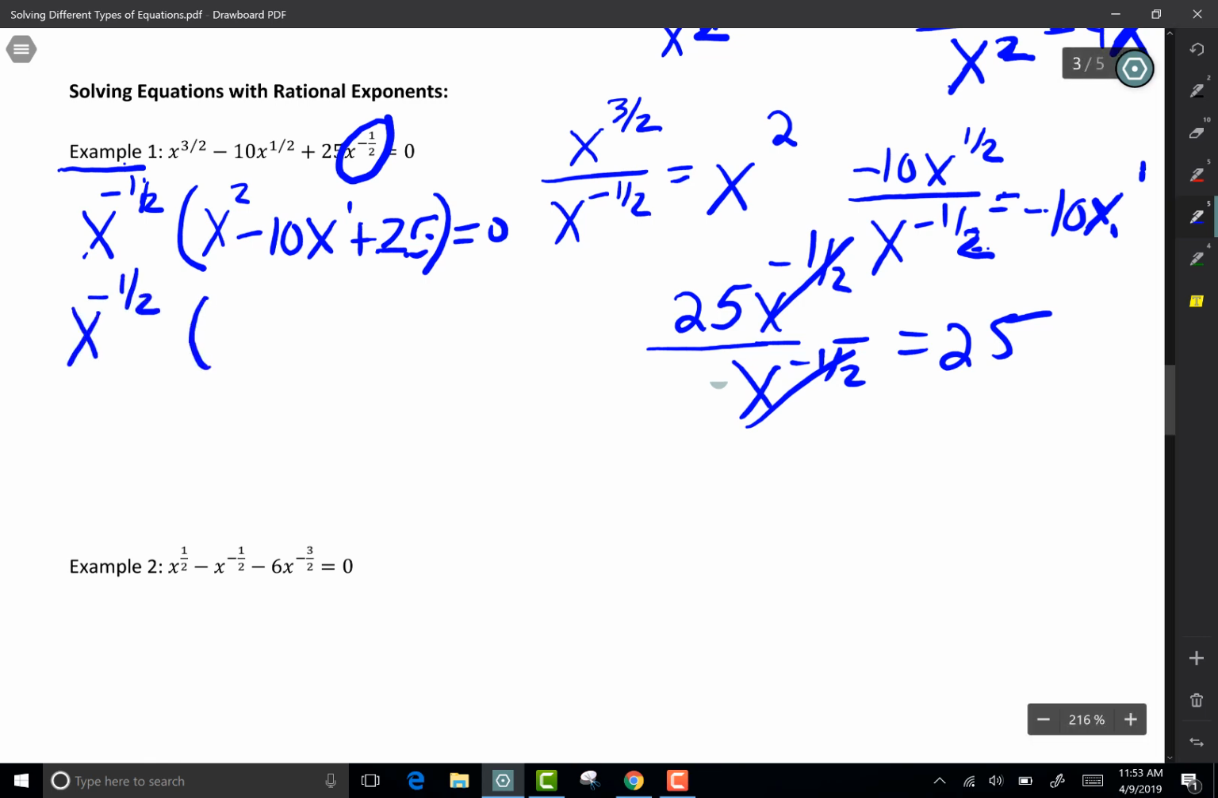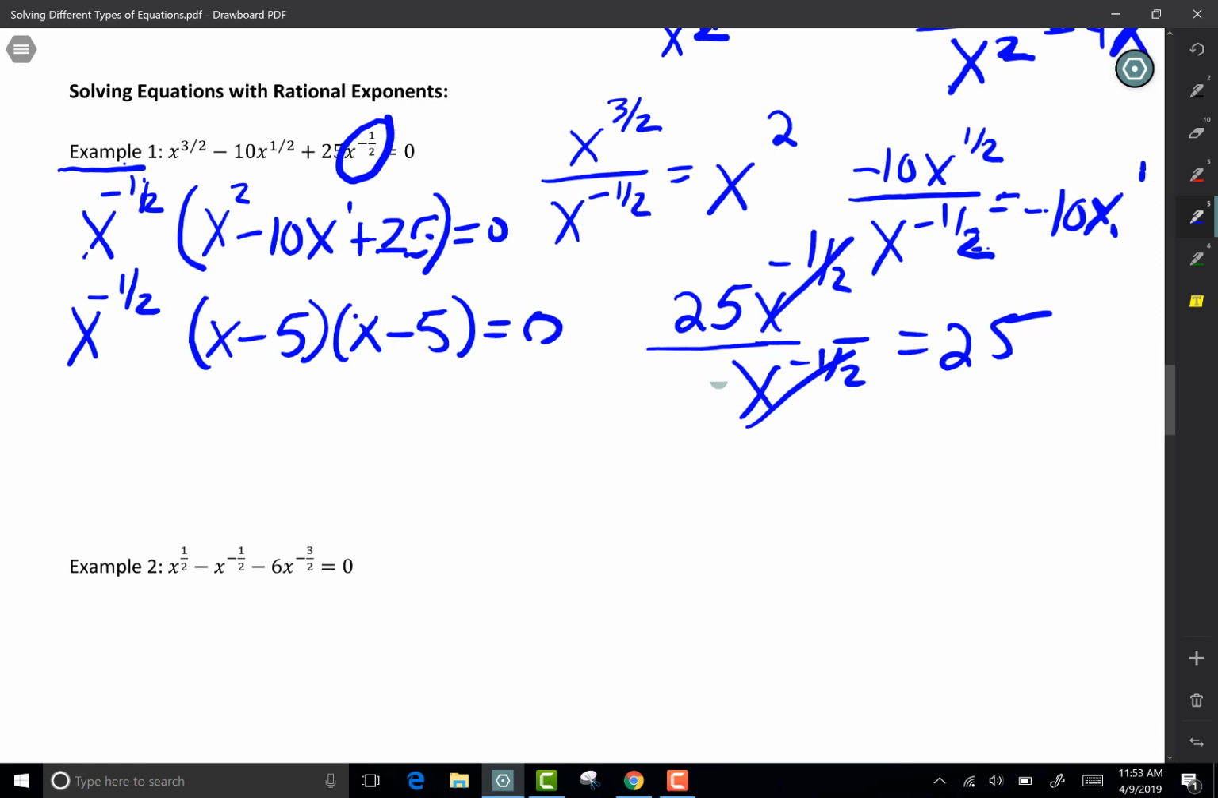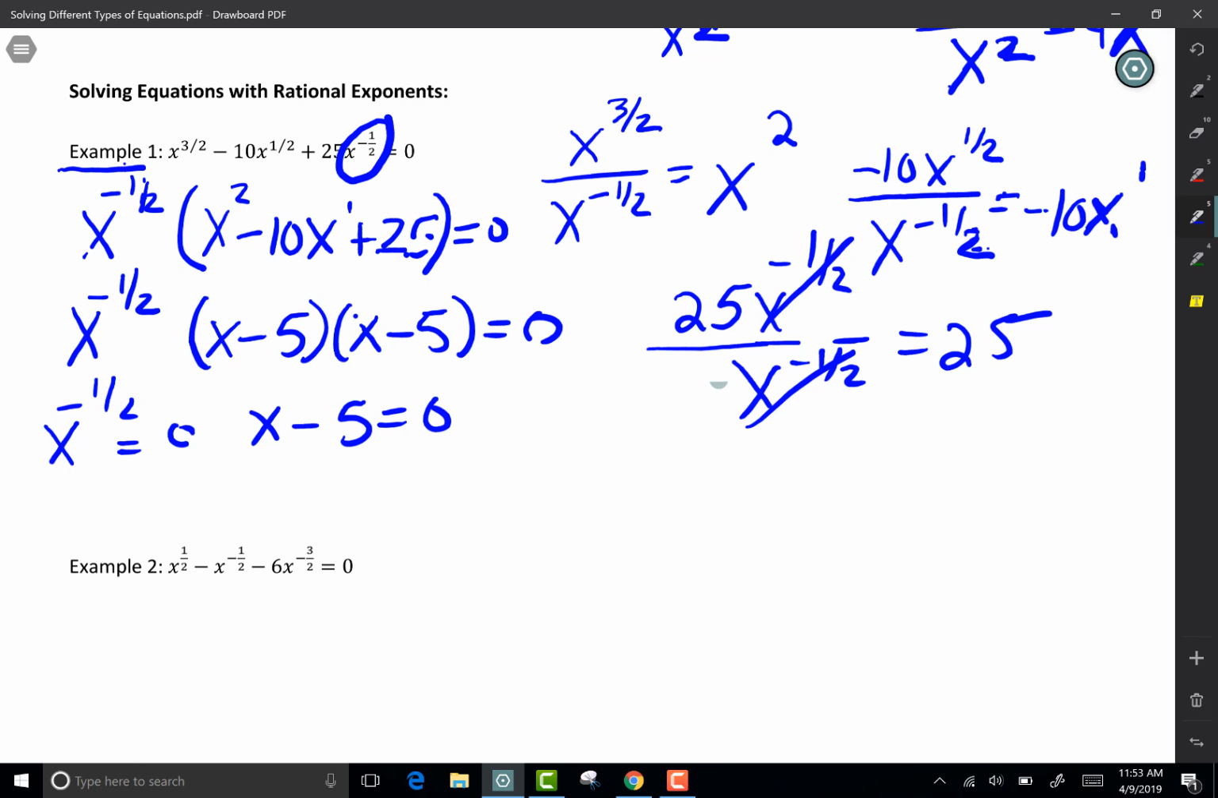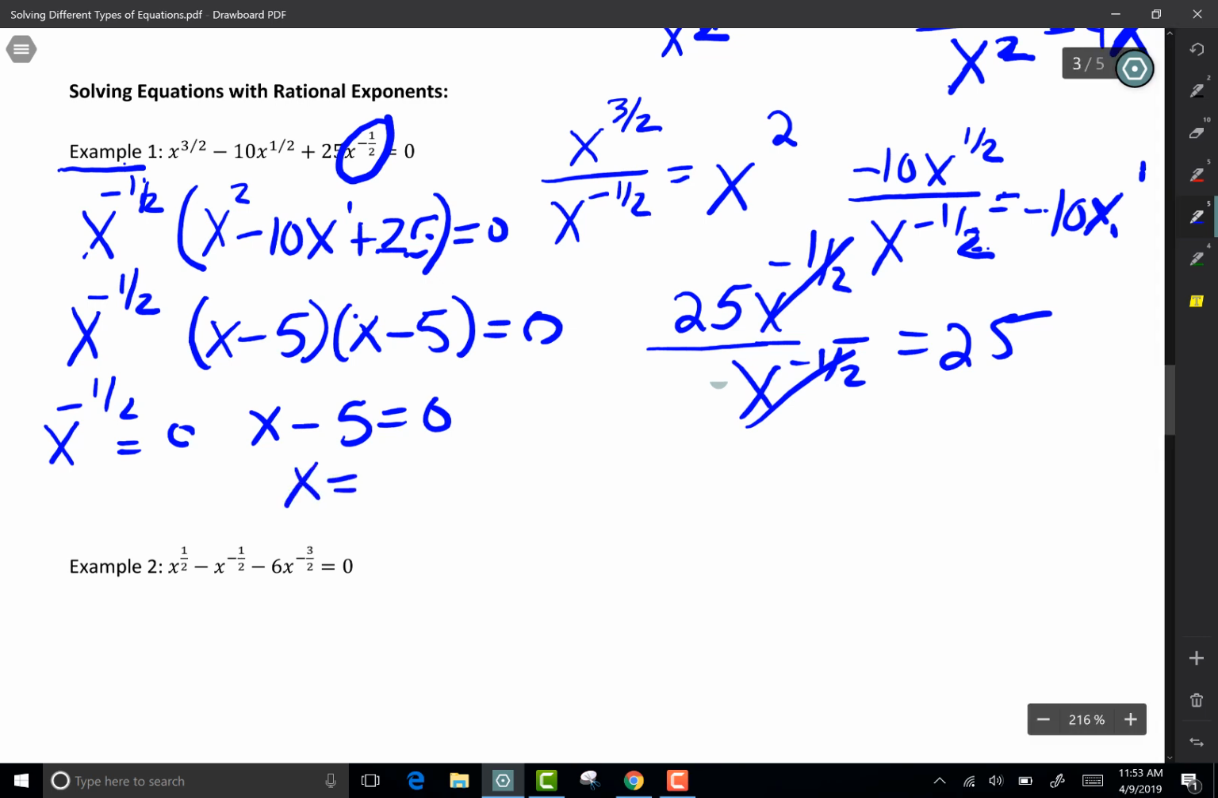I can factor x squared minus 10x plus 25 as (x minus 5)(x minus 5). Now I can set each factor equal to 0. Since x minus 5 is there twice, I only have to write down one equation, x minus 5 equals 0. This has a solution of 5. This has no solution because, remember, negative exponents mean we take the reciprocal.